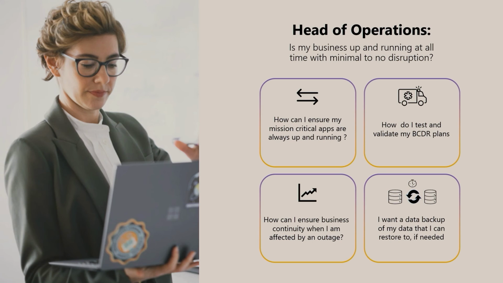Let's dive into the expectations of a head of operations as an example. As a head of operations, one of your top priorities is ensuring your business stays operational with minimal disruption. You need your mission-critical applications up and running no matter what. This means having a robust strategy for business continuity, keeping things always on to protect against local fires, regional weather events, or power grid failures.